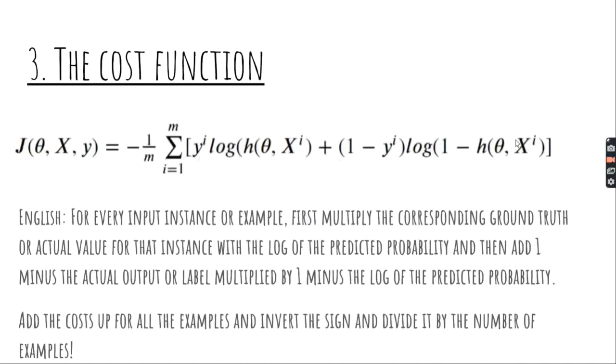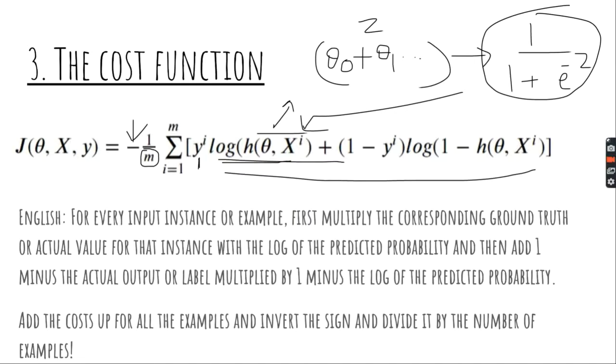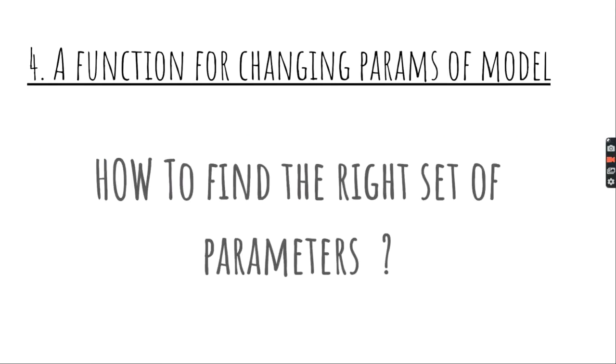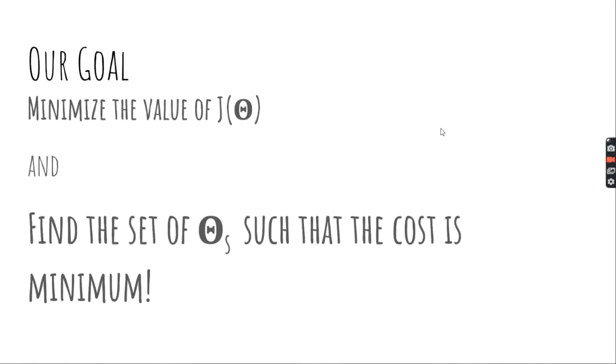Now we have the cost function, right? So we are almost through. We know how bad the model is, but how do we improve the model? Because this wouldn't be called machine learning if there's no improvement with data. So how do we find the right set of parameters?